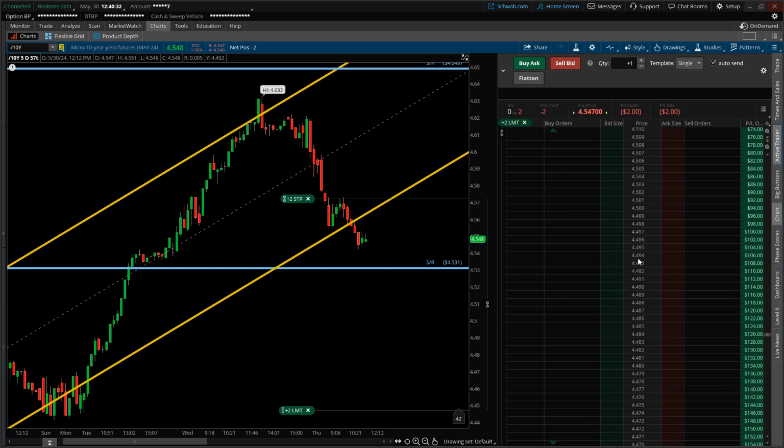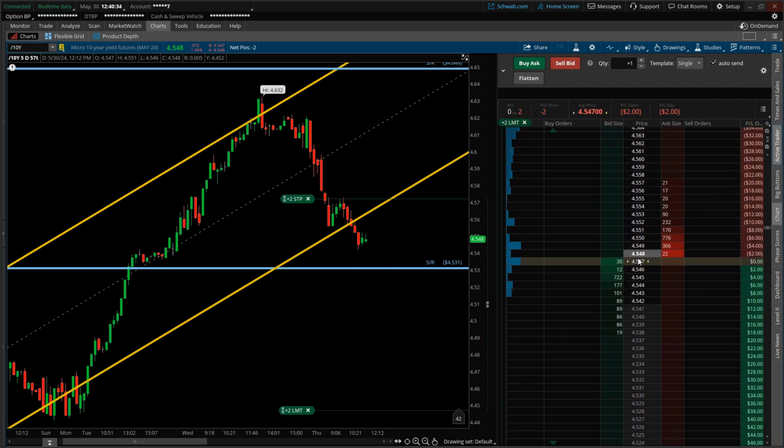However, I would love to add at least two more futures. If price does break above this area right here at 4.552, I'd like to add 2 more. So what I'll do is I'll go ahead and place an order right now. So there's my open order to add 2 additional futures. Now, this is to add these 2 additional futures.